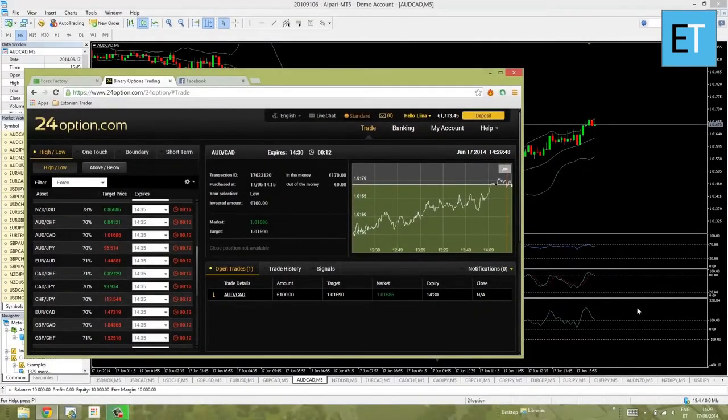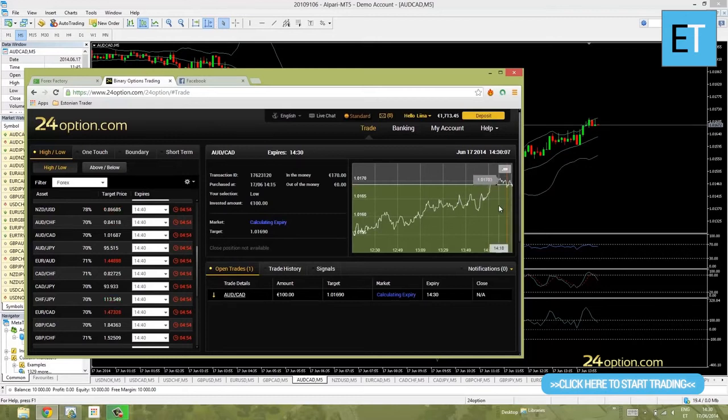Okay, and the trade is just about to end. It is very close though. We'll just see what happens here. Probably I should have waited just a couple of minutes more because it peaked a bit later. But it looks like I'm okay and I have won this trade as well.